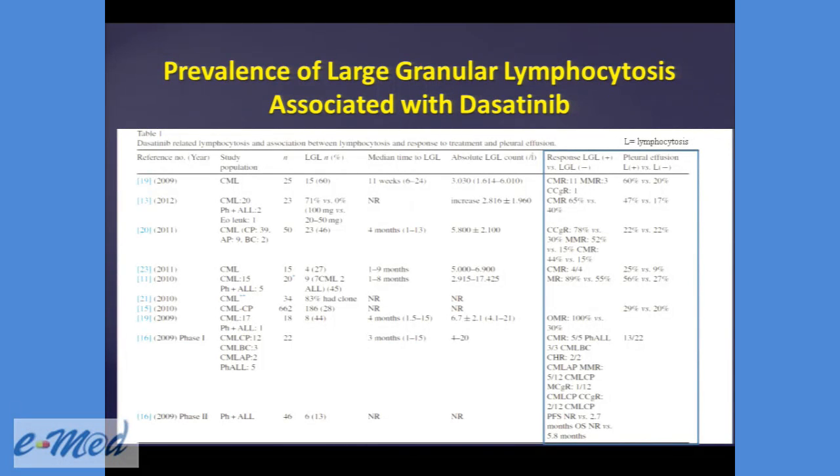This table summarizes the studies evaluating the relationship between the development of LGLs, pleural effusion, and response to treatment. You can see that the presence of LGLs was associated with higher cytogenetic and molecular responses to dasatinib on the one hand, and with a higher prevalence of pleural effusion on the other hand.